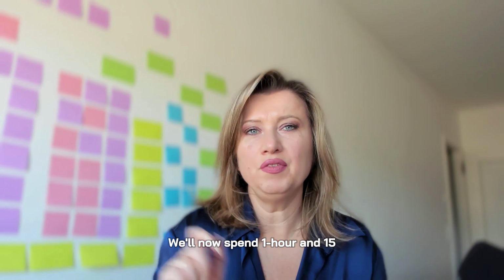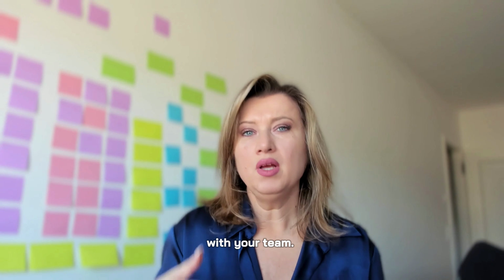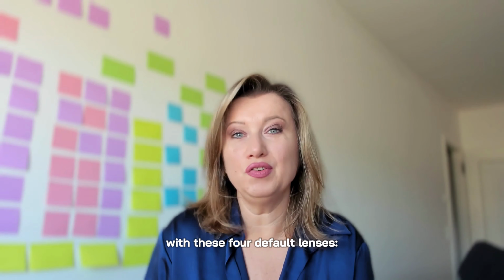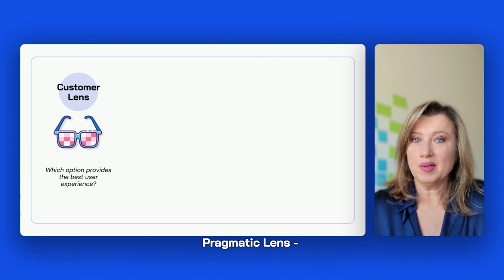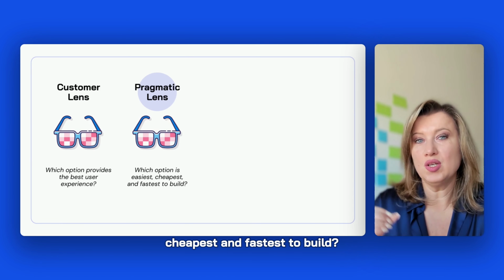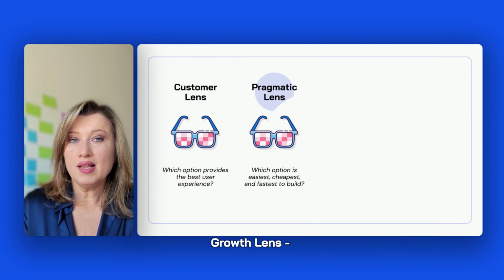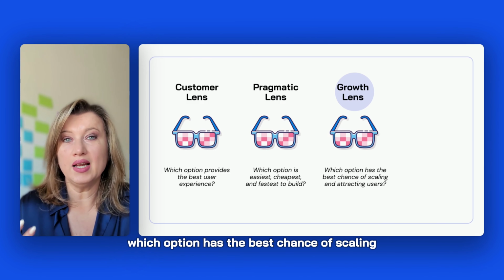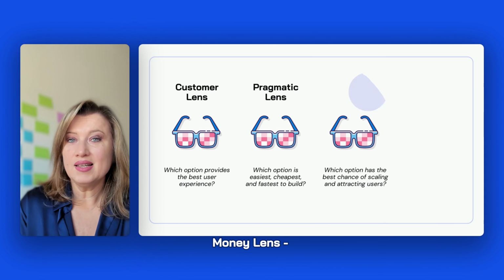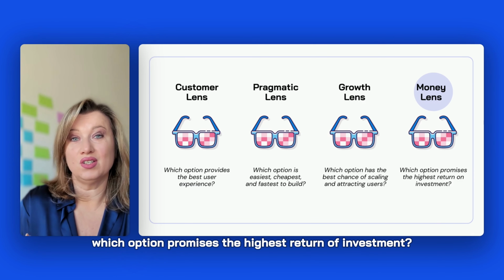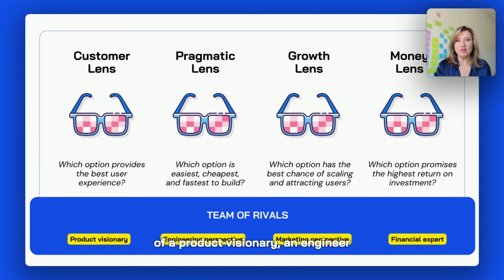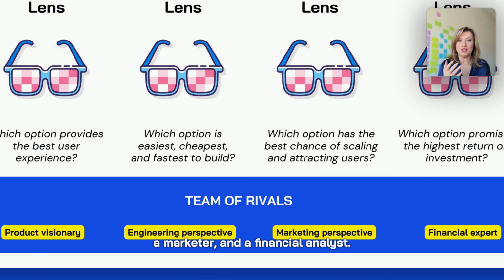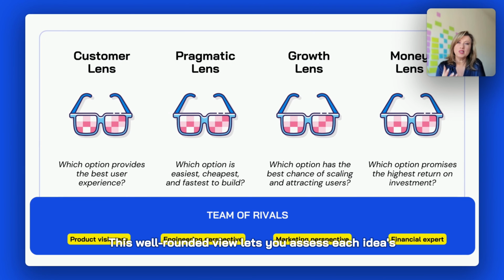We'll now spend 1 hour and 15 minutes diving into this process with your team. You will simulate different viewpoints with these 4 default lenses: customer lens, which option provides the best user experience; pragmatic lens, which option is easiest, cheapest, and fastest to build; growth lens, which option has the best chance of scaling and attracting users; and money lens, which option promises the highest return on investment. Together, these lenses mirror the diverse perspectives of a product visionary, an engineer, a marketer, and a financial analyst. This well-rounded view lets you assess each idea's strengths and weaknesses from multiple angles.